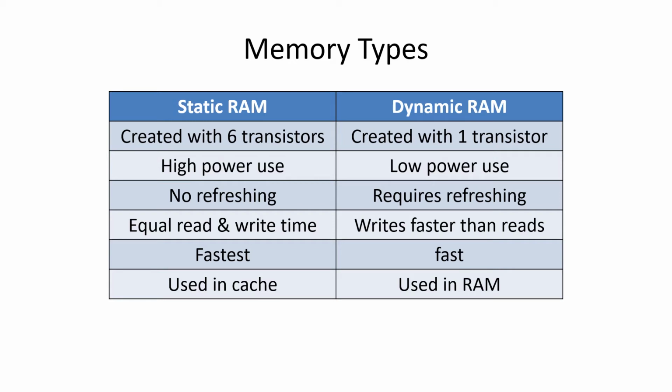Dynamic RAM has to be rewritten after you read it. Therefore, reads take longer than a write. There's no difference in static RAM. And static RAM is generally used in your cache, whereas dynamic RAM is generally used for your RAM.